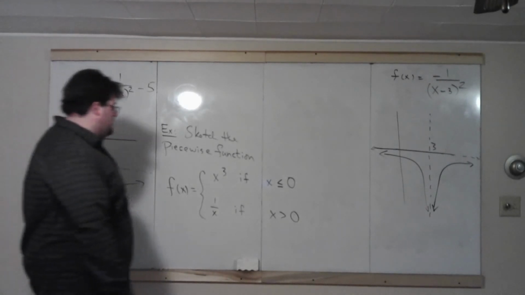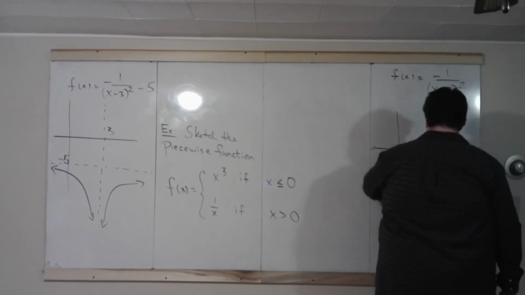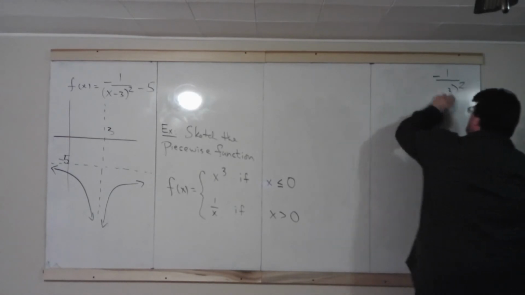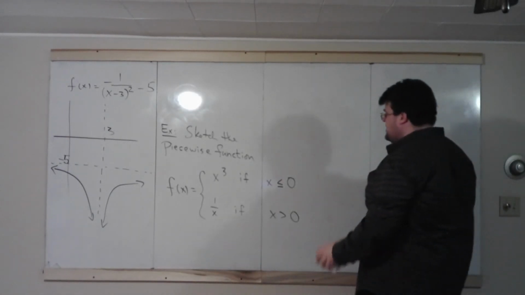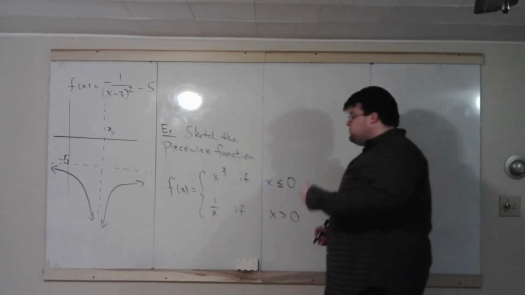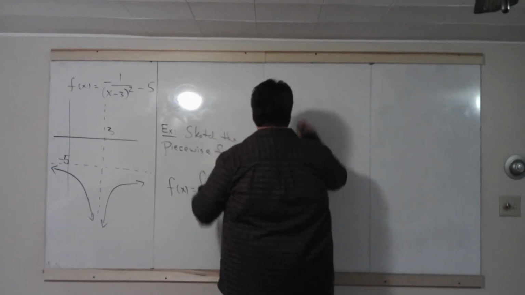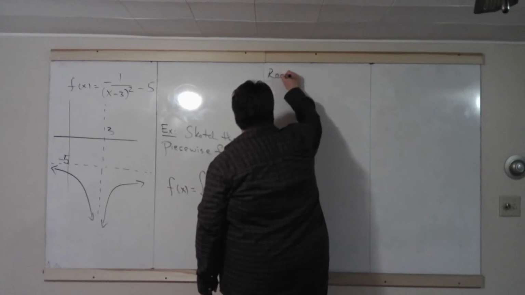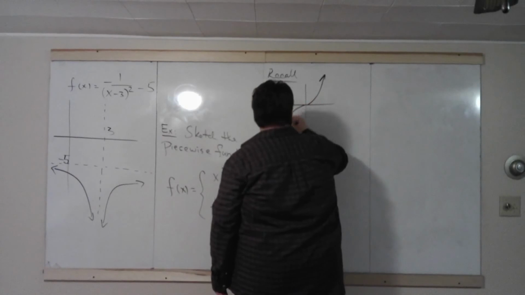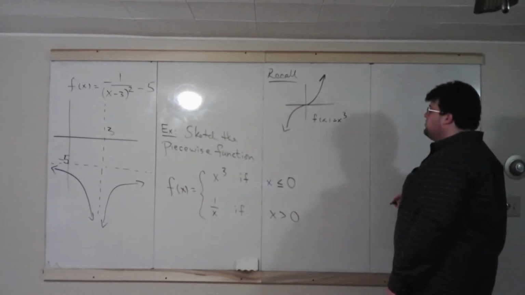It's defined in pieces. It's defined to be x cubed for a piece of the domain. It's defined to be 1 over x for another piece of the domain. So how are we going to do this? Well, we can do it in one graph. I'm going to, for this one, just illustrate it in 3 graphs. So let's do, recall, the graph of x cubed looks like this. There's the graph of x cubed.